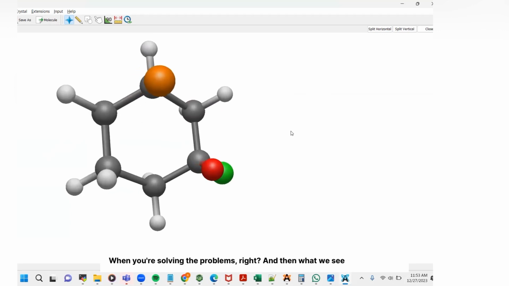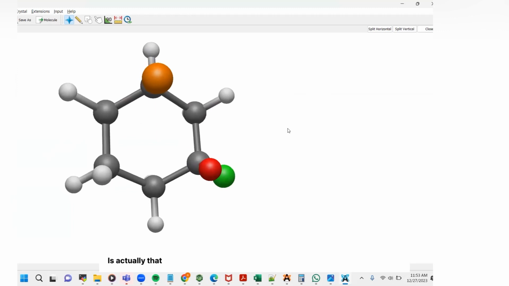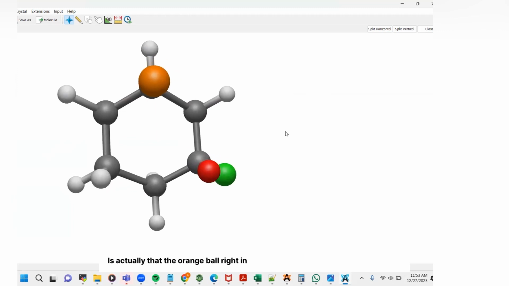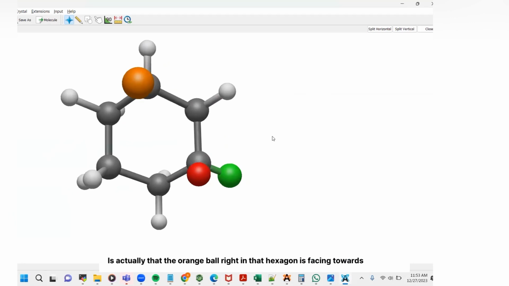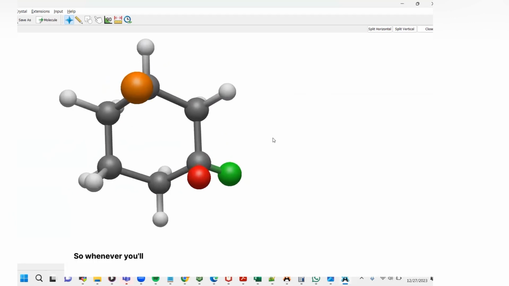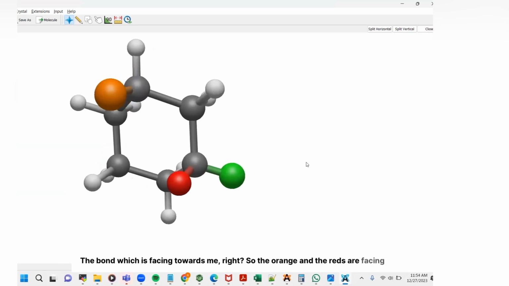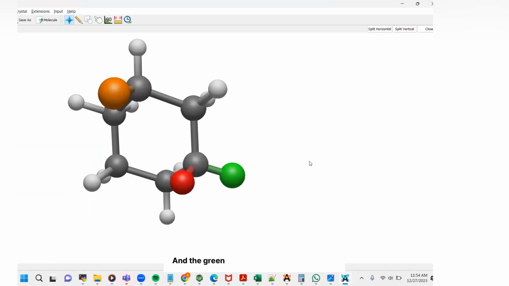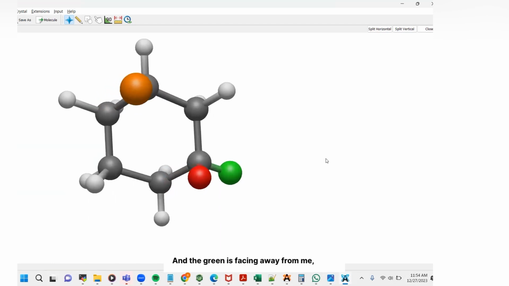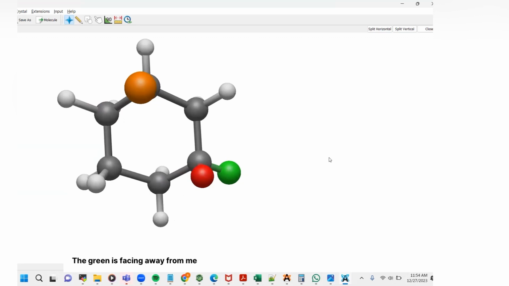And what we see in this problem is that the orange ball in that hexagon is facing towards me. Whenever you see a hexagon with a wedge, like we have talked about before, the wedge is the bond which is facing towards me. So the orange and the reds are facing towards me, and the green is facing away from me. And then the problem is how you go from this structure to a chair conformer.